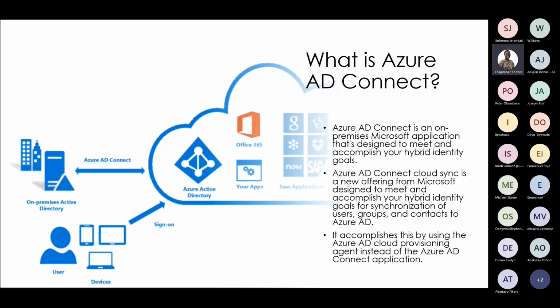Like I said, Azure AD Connect Cloud Sync is the new offering from Microsoft, and what it's designed to do is to also accomplish your hybrid identity goal for synchronization of your users, your groups, your contacts to Azure AD. And the way it does this is by provisioning an agent. So Azure AD Connect today, you install it as a server, it's its agent. But with this one, all you need to do is have a cloud provisioning agent that is synced to your on-premise AD, and then you can actually work with it.